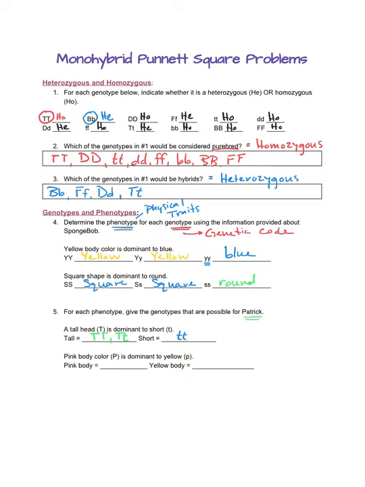The next question is about body color. It says pink body color is dominant to yellow. So if you have pink body color, it could either be capital P, small p, or capital P, capital P. If you have yellow body color, then it will always be small p, small p.